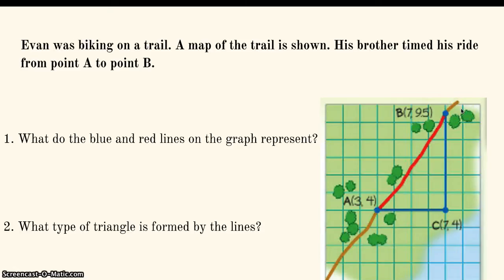We know that the trail, or the path that his brother rode, is represented by this red line. The blue lines represent the diagonals of the path that he rode. So the answer for number 2 is the red line and the blue lines make up a right triangle.